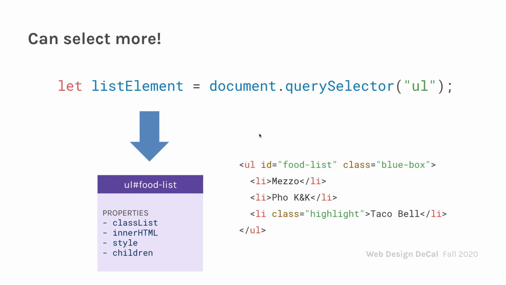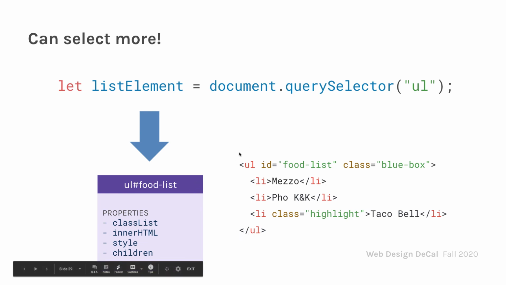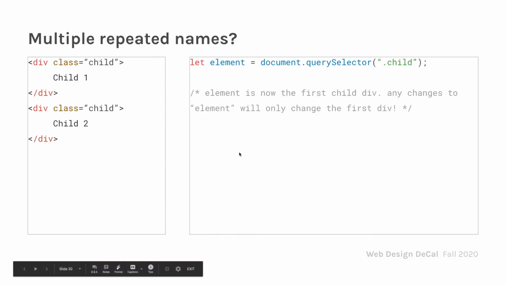So let's say we have the same code again, but we now use document.querySelector UL. So we're just selecting the UL tag. And this would output the same exact object as the last slide. So that's another different method you could do this, assuming that UL is the only UL tag that exists on the page.